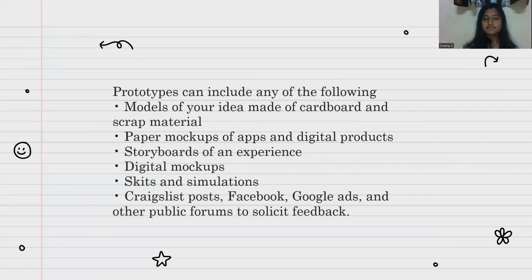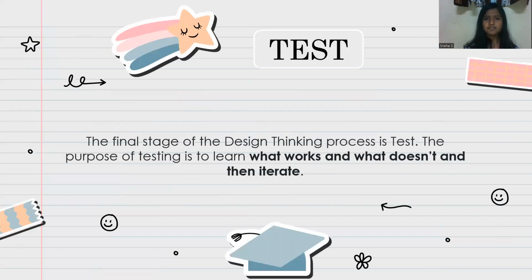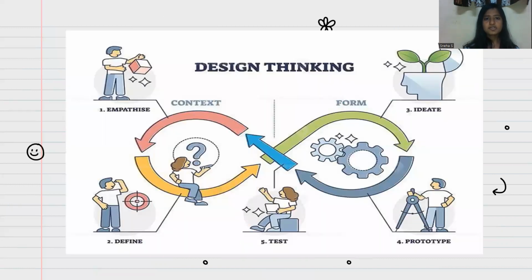to solicit feedback. The fifth stage is test. It's the final stage of the design thinking process. The purpose of testing is to learn what works and what doesn't, and then iterate. Iterate means to correct or to repeat. This is the process of design thinking, and how it happens. It's all connected. Once you empathize, you define the problem, then you ideate, and then you prototype, and then test.